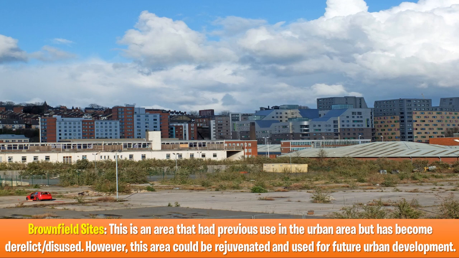You'll see a lot of pictures of people who say, I live in a building that used to be a bank. I live in a place that used to be a school. There are pictures out there where you find people who live in apartments that used to be schools, and it's clearly a school, but they've just reused it. So this is an area that had previous use that has become derelict or disused.